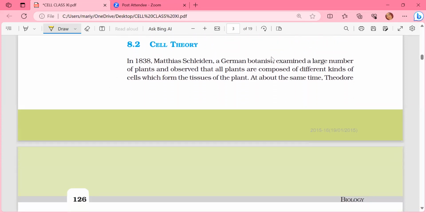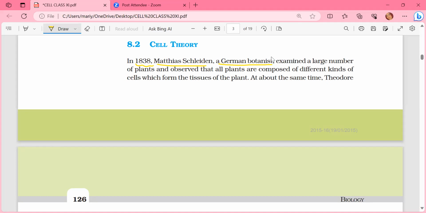Then talking about the cell theory. In the year 1838, Matthias Schleiden, who was a German botanist, examined a large number of plants and observed that all plants are composed of different kinds of cells which form the tissues of the plant. Okay, so every single plant is composed of different kinds of cells, and those cells, when they come together, form the tissues of the plant.